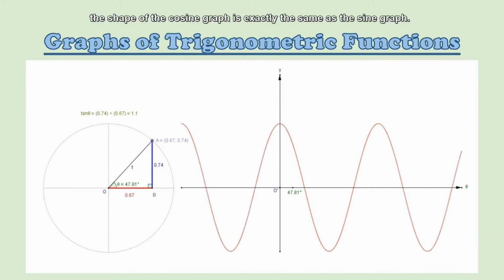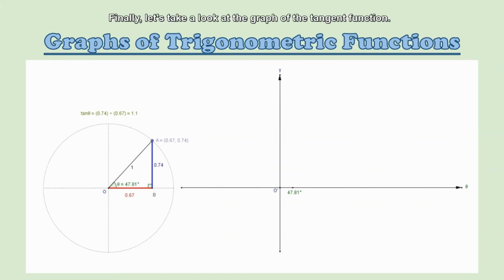Now as you can see, the shape of the cosine graph is exactly the same as the sine graph. The only difference is that cosine starts at 1, while sine starts at 0. Finally, let's take a look at the graph of the tangent function.